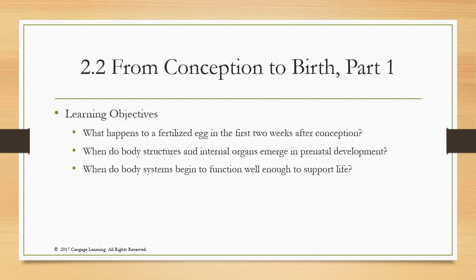So the learning objectives are: what happens to a fertilized egg in the first 2 weeks after conception? When do body structures and internal organs emerge in prenatal development? When do body systems begin to function well enough to support life? So you have to understand how we are developed, not just psychologically, socially, but also biologically and physically. So we're going to start with those objectives and move through this chapter.